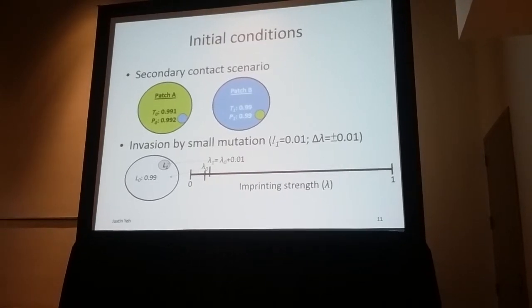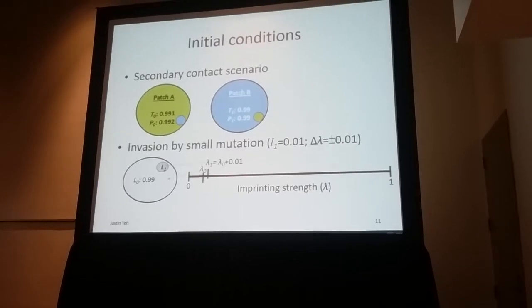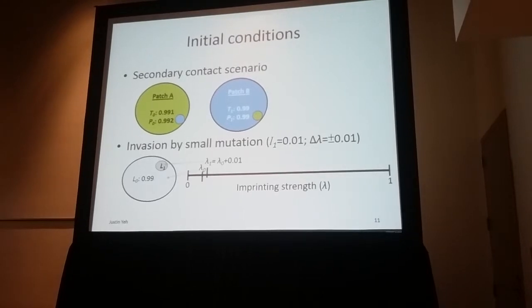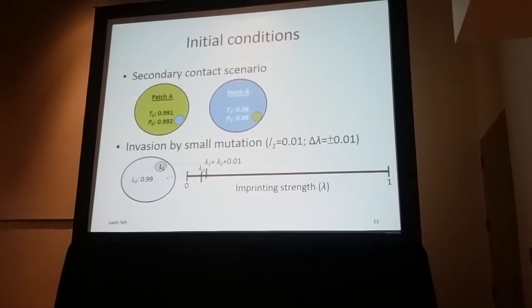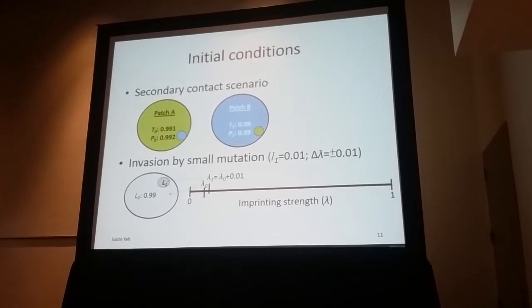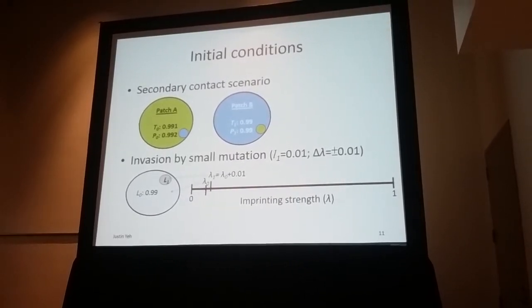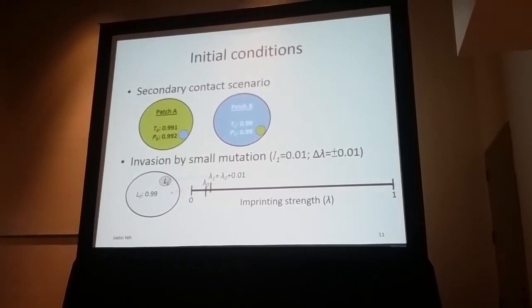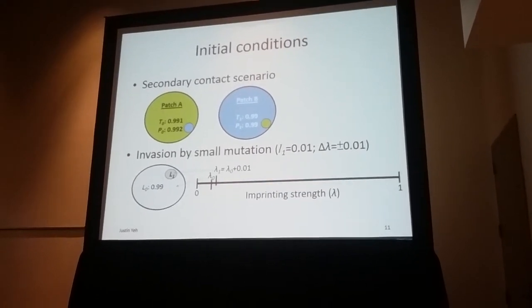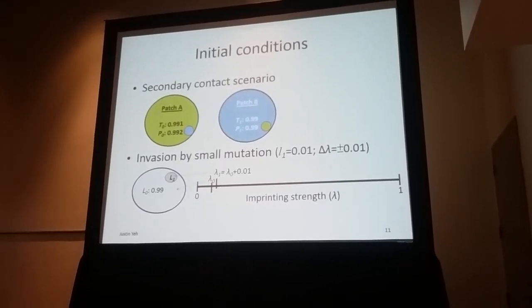So this model is not solvable analytically, so I use deterministic simulations to iterate through the life cycle. The starting condition is a secondary contact scenario where the preference and trait loci are all diverged across patches. And as for the learning locus, I set one of the alleles to be the resident allele and then see whether a mutant allele can invade and replace that resident population. So the imprinting strength of that mutant is higher or lower by 0.01 compared to the resident population.